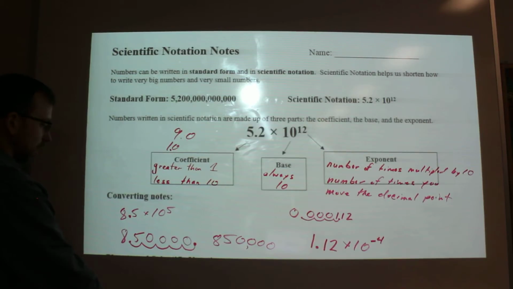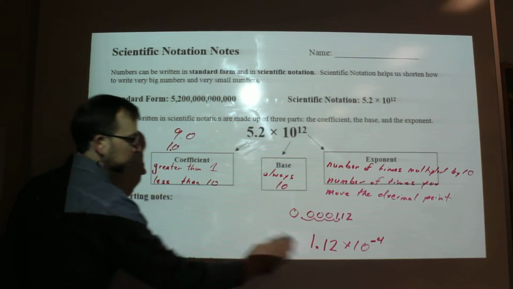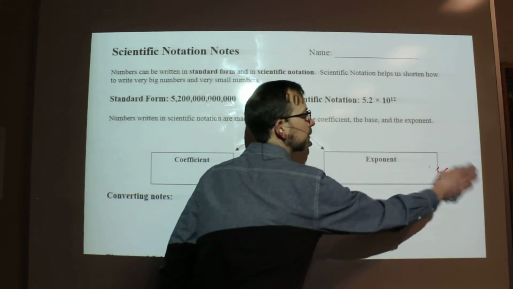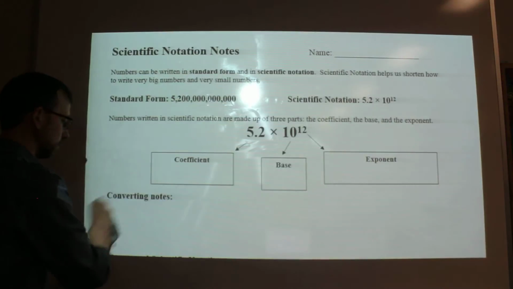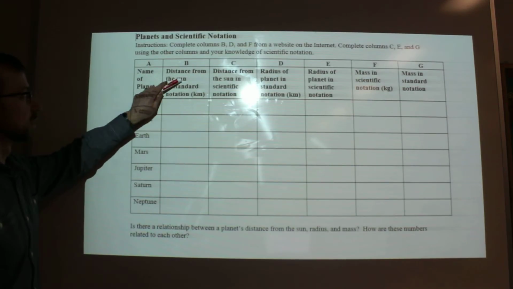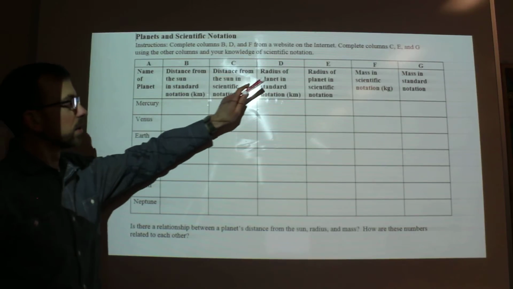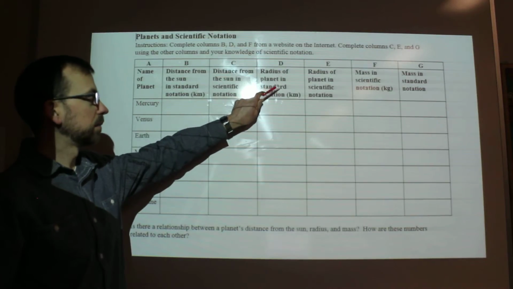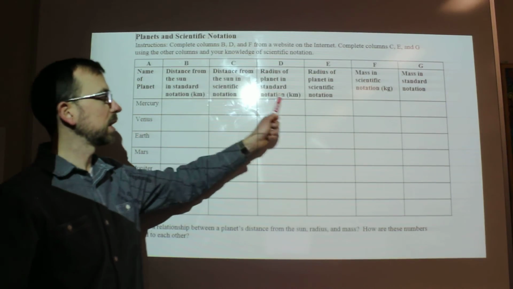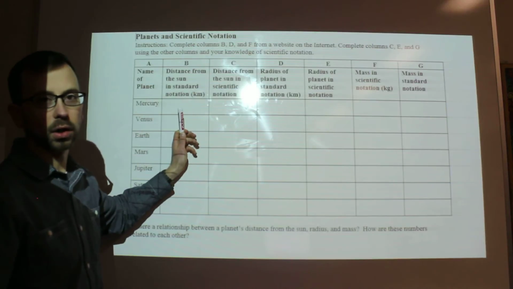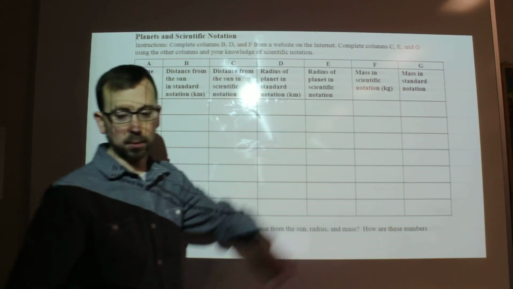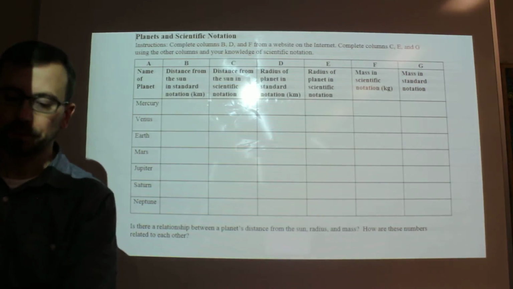All right, so your worksheet for this exercise is to look up information on the internet about the planets. We've been studying the planets in the solar system, and now I want you to figure out, using this chart, the distance from the sun of the planets, the radius of the planet, and its mass. So distance from the sun, radius, and mass. Notice all in metric, kilometers and kilograms. So let's do an example together.